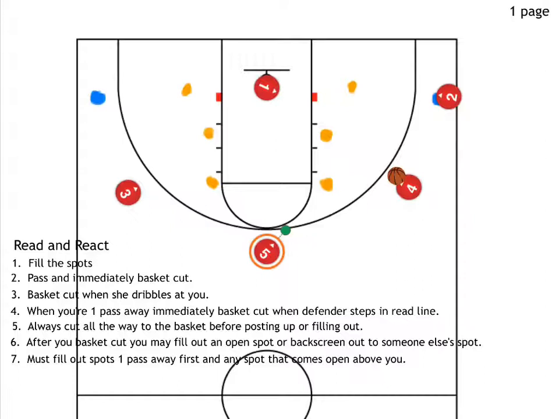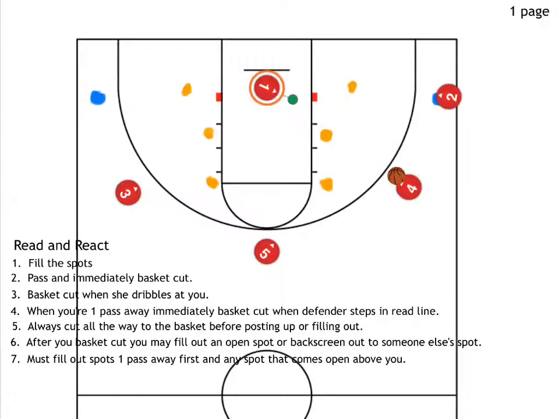Now that we've got a player in the lane, 1 made that basket cut, we've actually got 2 decision makers now. We started with just 1 decision maker. Whoever has the ball, they're the decision maker. Everybody else is reading and reacting.